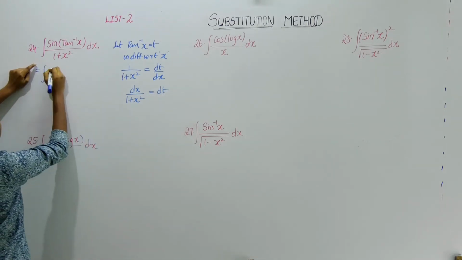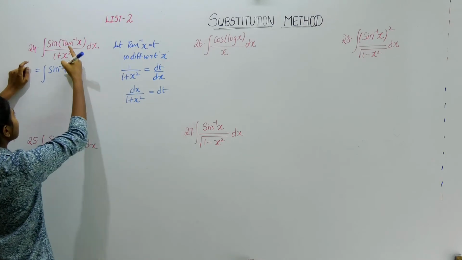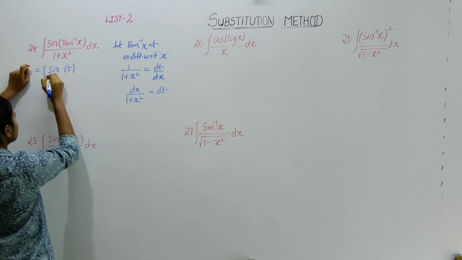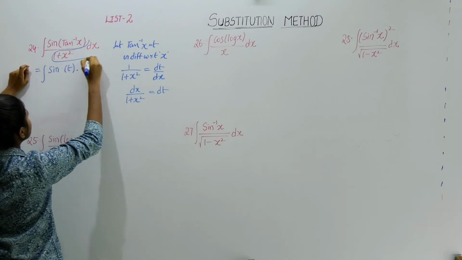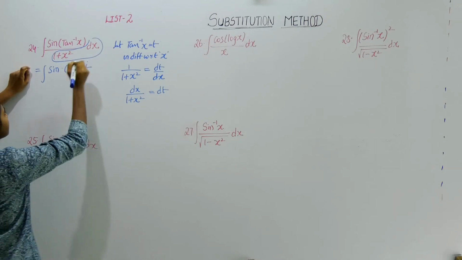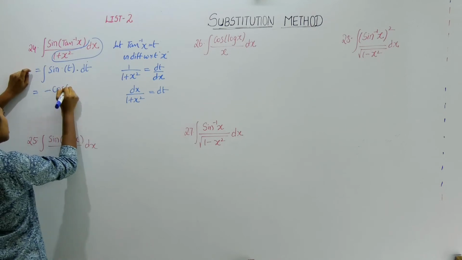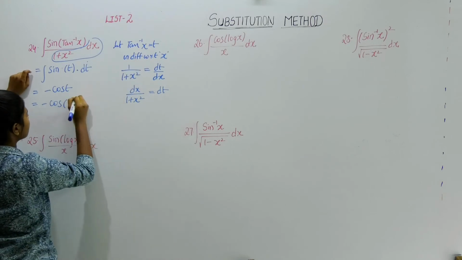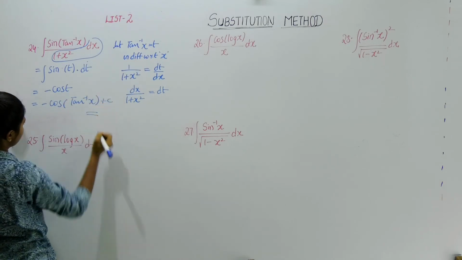Now, in the place of dx by 1 plus x square, we can substitute dt. Now, integral sine of tan inverse x, in the place of it we write t, and in the place of dx by 1 plus x square, we substitute dt. Integral sin t dt is minus cos t, minus cos of, what is the value of t? Tan inverse x plus c. This is the final answer.